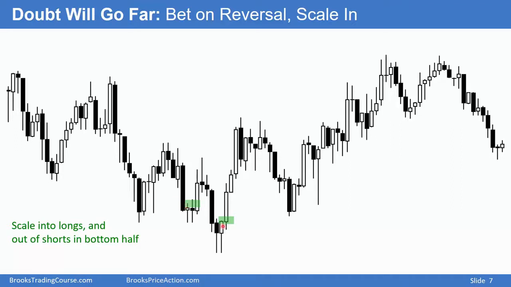add to their position. On the other hand, if the second entry is bigger than the size of a scalp, a lot of them will add on, and then they'll get out, break even on their first entry or on the entire trade. Others will take the second entry and just hold and look for some kind of top in the top half of the trading range, and then they'll exit.